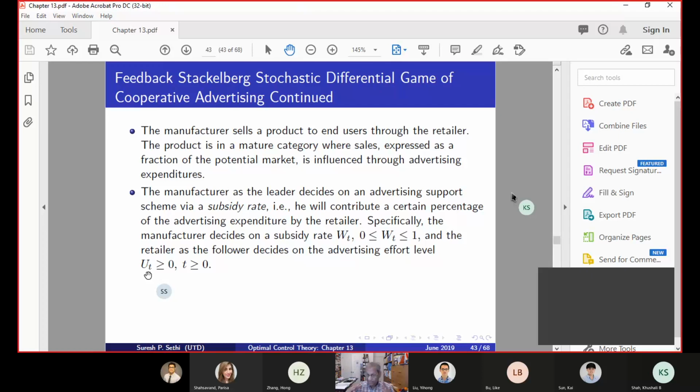And the idea of Stackelberg is that the manufacturer first says, I'm going to give you this much subsidy. And then the retailer says, okay, if you're going to give me this much subsidy, this is how much I'm going to advertise. So there's a reaction function. You give me this subsidy, I'll advertise this much. Think about single period now. If you give this subsidy, I do this much. And then there's an equilibrium. In equilibrium, there's a subsidy level and there's an advertising level, which is an equilibrium.